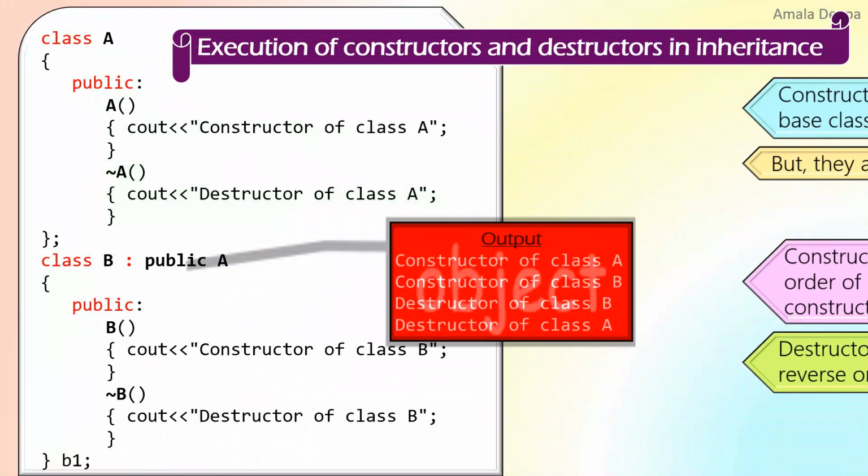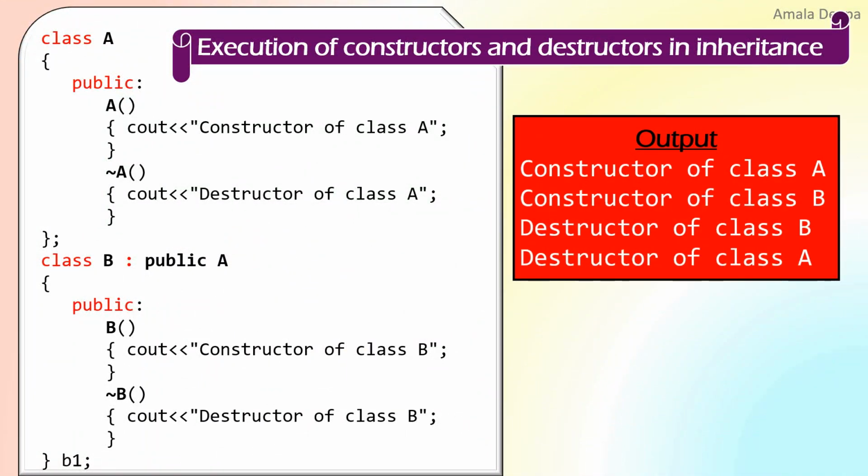Now look at this output. Constructor of class A, constructor of class B, destructor of class B, destructor of class A. From the output it is clear that the constructors are executed in the order of inheritance from class A to class B, and the destructors are executed in the reverse order from class B to class A.